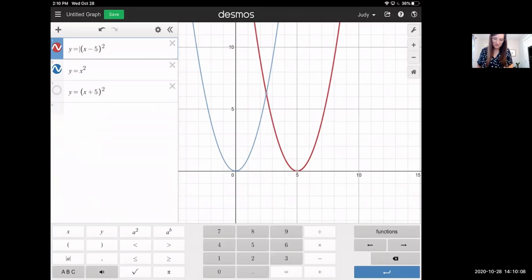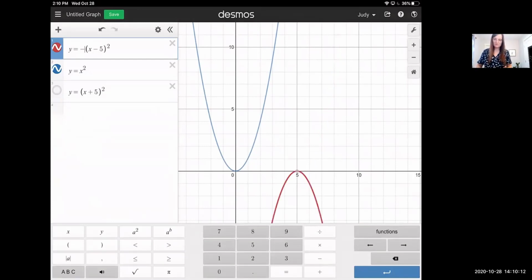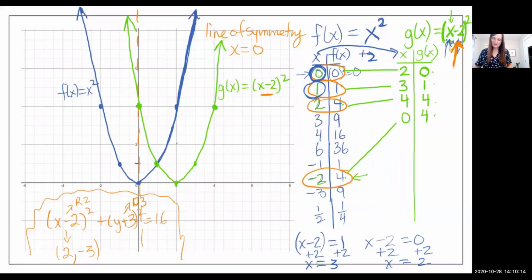Negative in front of the bracket. If I multiply, so if I have a negative here, what that's doing, like, so if I had done another thing here, so if I had done an h of x is negative x minus 2 squared.